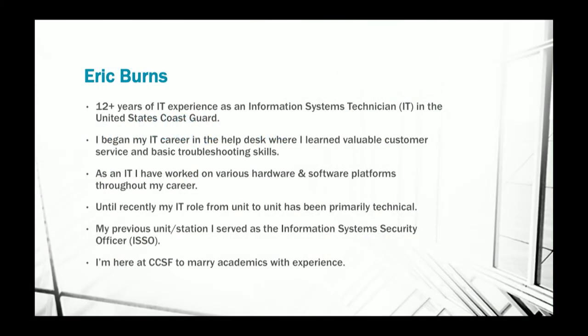A little bit about myself. A little over 12 years of IT experience as an IT in the United States Coast Guard. I began my career in the help desk, where I learned valuable customer service and basic troubleshooting skills that I still use today. As an IT, I've worked on various hardware and software platforms throughout my career, at different places I've been stationed. Mostly it's been very technical for me until recently. At my last station, I was an information system security officer, so I dealt with a lot of the security stuff that we're touching on in this class, and I'm kind of beginning that transition from tech to manager, so to speak.